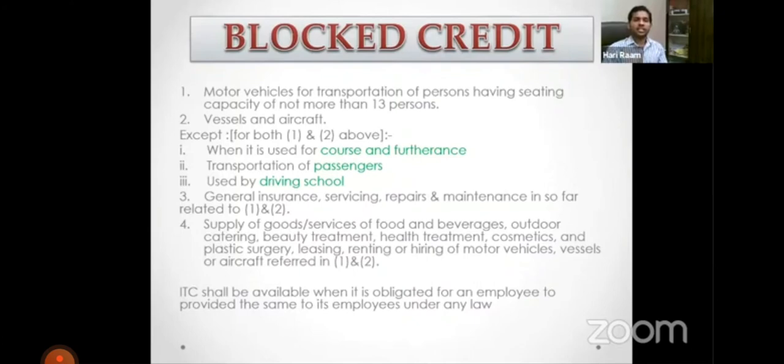Second, general insurance, servicing, repairs and maintenance, so far as related to these motor vehicles, vessels and aircraft. Third, supply of goods or services of food and beverages, outdoor catering, beauty treatment, health treatment, cosmetics and plastic surgery, and leasing, renting or hiring of motor vehicles, vessels and aircraft noted in 1 and 2 above. The same motor vehicles, vessels and aircraft which are ineligible will never be taken, because there are 3 exceptions we need to watch clearly. For the 4th point, ITC shall be available when it is obtained for the employee, provided to its employee under any law, that is, statutory.